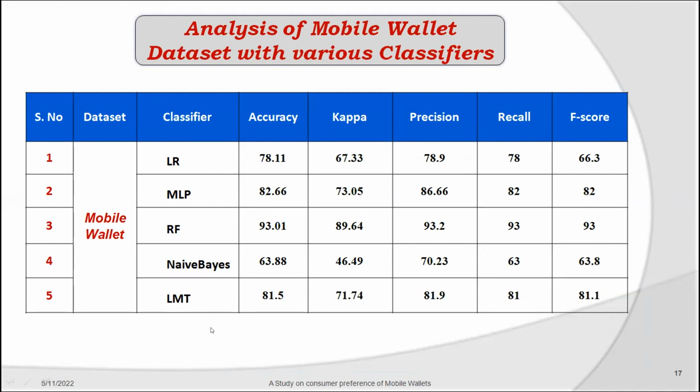You can see that the comparison with the various classifiers shows that the naive Bayes procedure shows poorer results than the compared methods. And therefore, from the table, it shows that the RF achieves better performance of 93.01% compared to other classifiers. And LR attains the classification accuracy of 78.11, naive Bayes 63.88, LMT 81.5, and MLP 82.66 respectively.